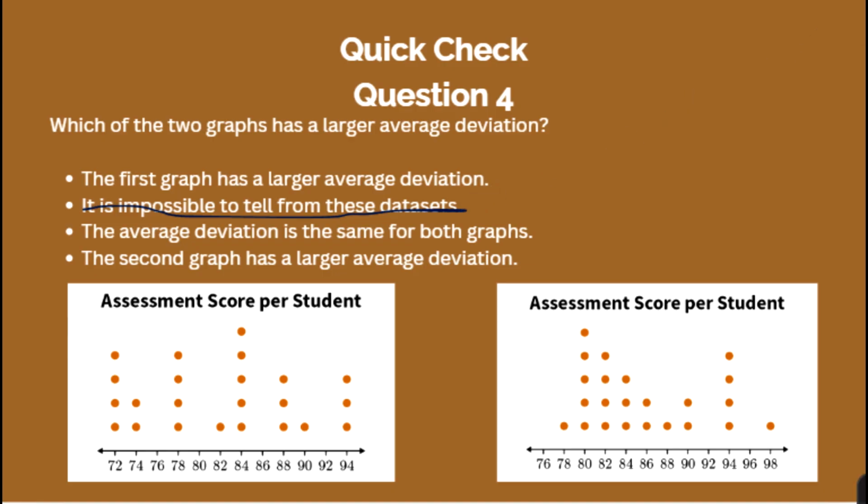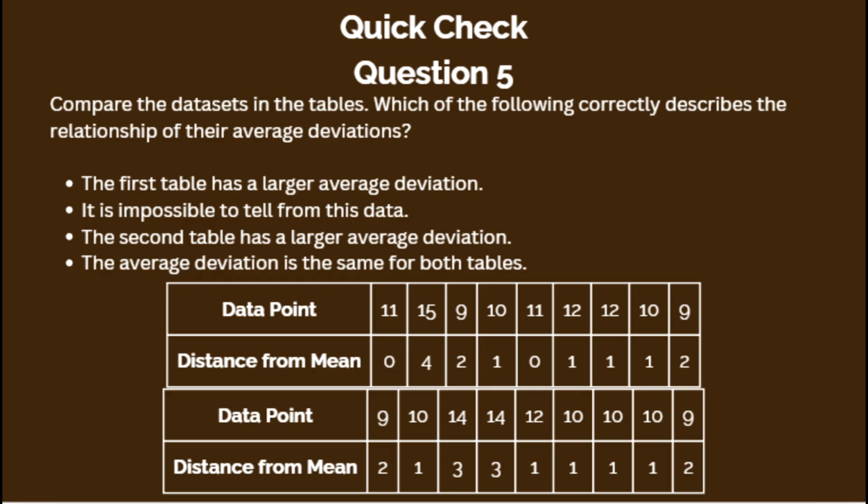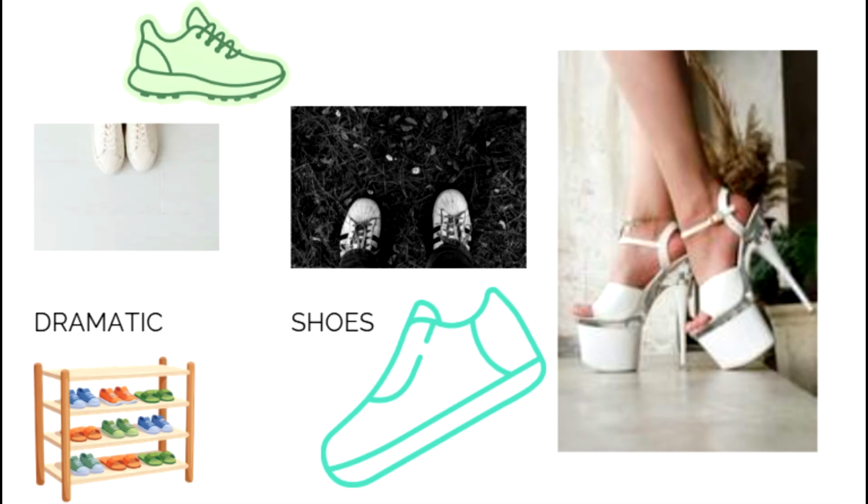Okay? Quick check question number 5 says, compare the data sets in the tables. Which of the following correctly describes the relationship of their average deviations? Okay, it is possible to tell. Don't fall for that one. You're going to add these together and divide by the number of data points you have. You'll have your deviations, and you can answer this question.